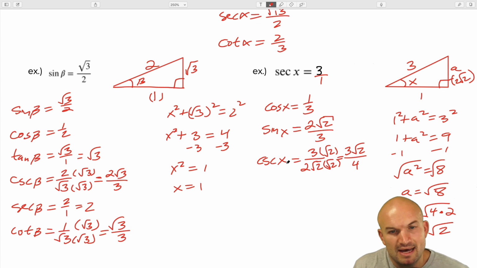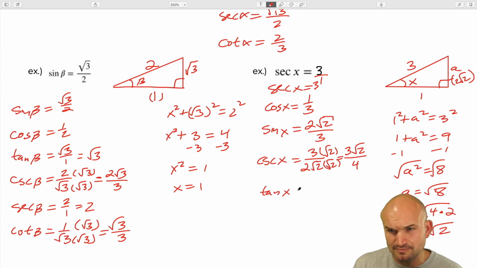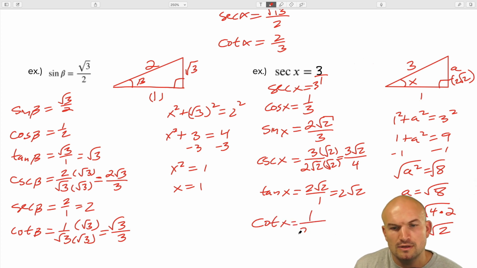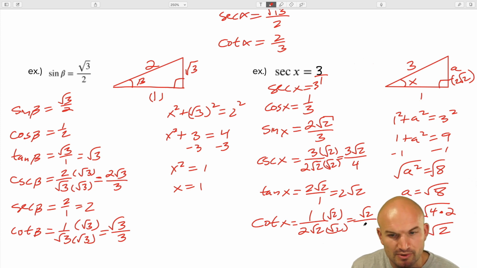Okay, and then we have secant. Let me just write in secant. That's just going to be 3. Then we have the tangent. I want to do tangent first. Tangent of x is going to be 2 square root of 2 over 1, so that's just 2 square root of 2. And then we have the cotangent of x, which is 1 over 2 square root of 2. When I rationalize the denominator, I get the square root of 2 over 2 times square root of 2, which is 2 times 2 is 4.